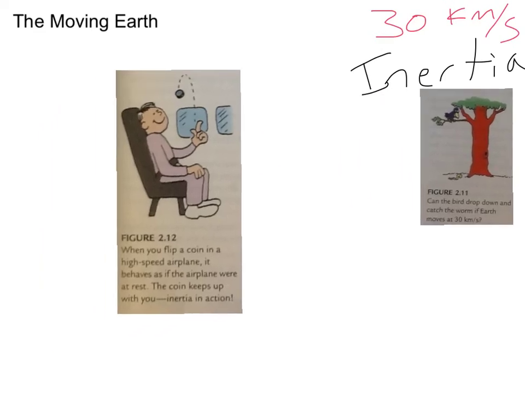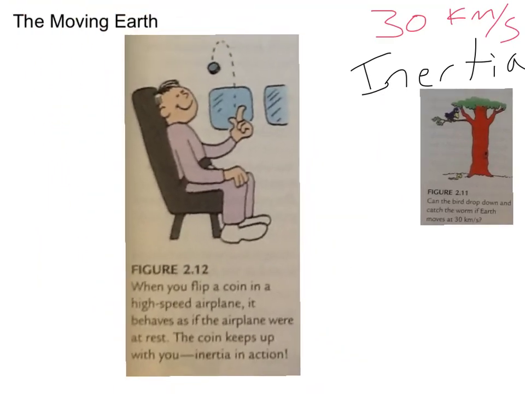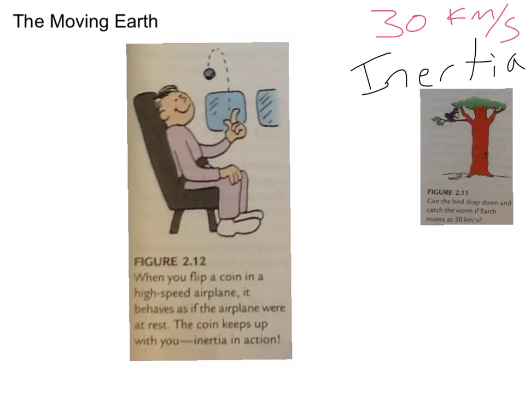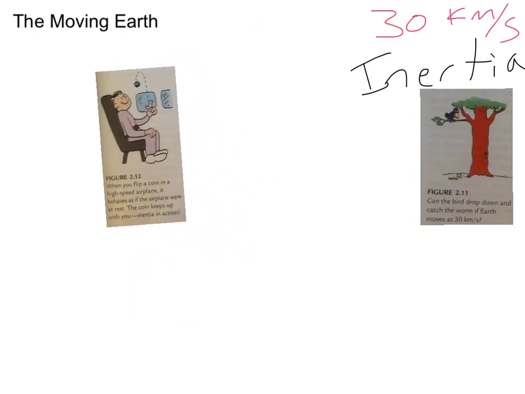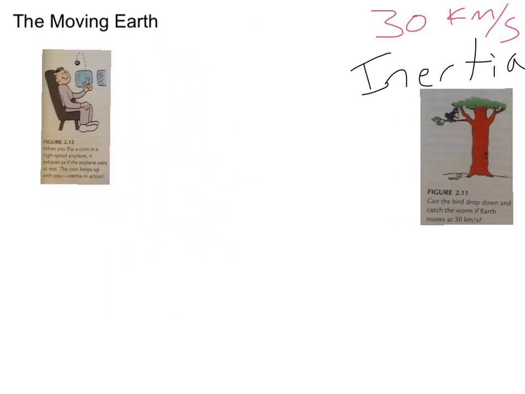Okay, the same is true if you flip a coin. You're sitting in an airplane moving along at 700 miles an hour, and you flip a coin up in the air. The coin comes right back down to you. You can walk along and toss a ball up in the air, and it comes right back to you because of inertia. So that'll end Lesson A here.